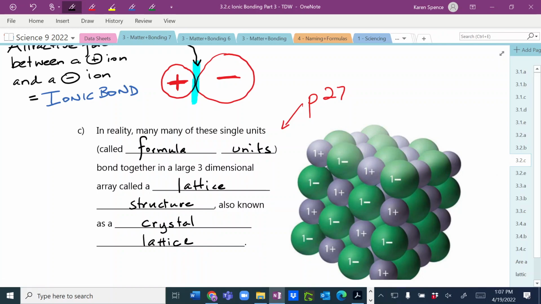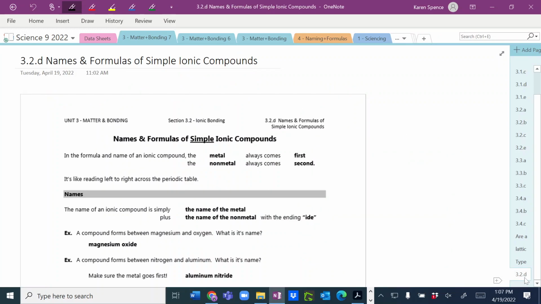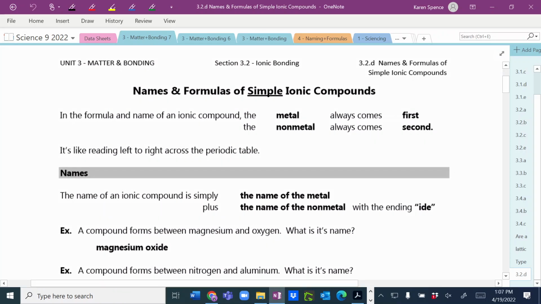We are going to go now to 3.2D and take a look at some names and formulas of simple ionic compounds. Much of this is going to be things that you've already maybe heard once or twice before. Maybe you remember it, maybe you don't. Okay, we're going to formalize things a little bit more.